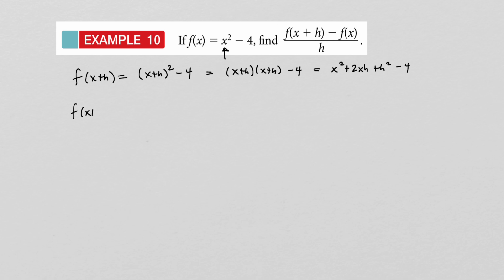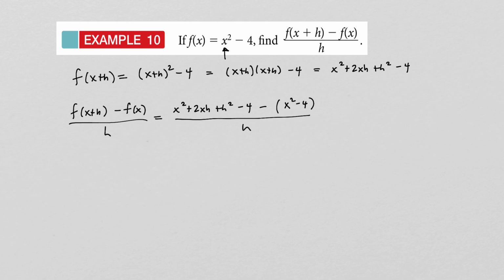And so f of x plus h minus f of x all divided by h is going to be this quantity here minus f of x, which is going to be minus the original function. Make sure you put that in parentheses, and then all divided by h. So next we'll go ahead and distribute the negative here, which gives us this.